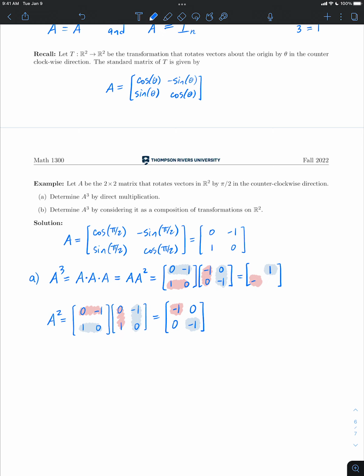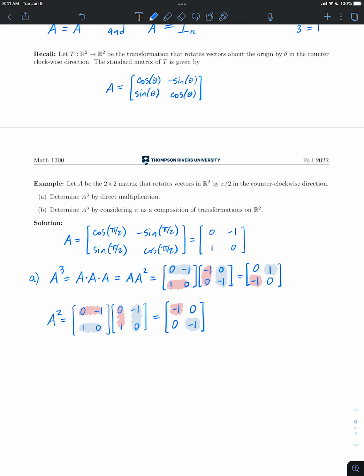So that's going to give us negative 1. And then, again, the other two entries, you're going to multiply this row by this column to get this entry. And then you're going to multiply this row by this column to get this entry. And again, you can check that. I'll leave it to you to check that they're both equal to 0.